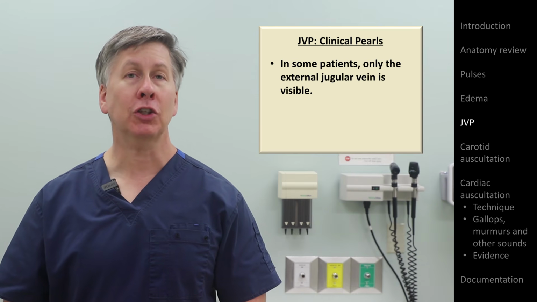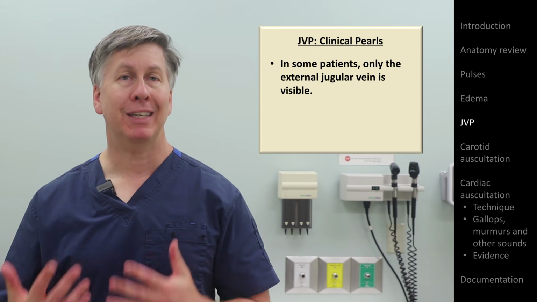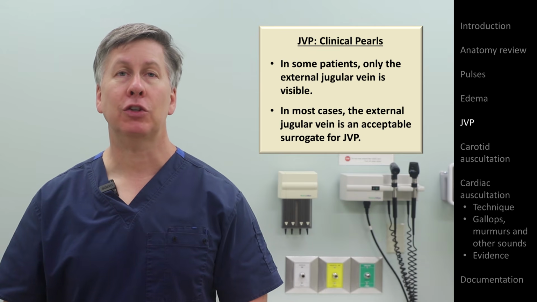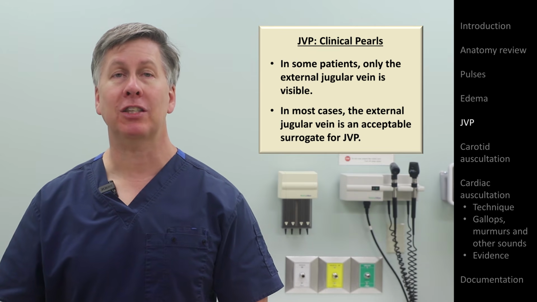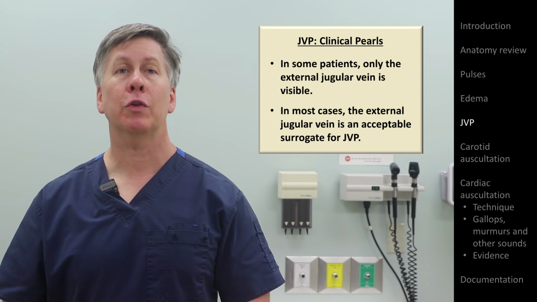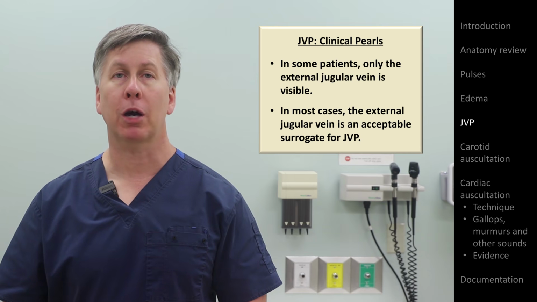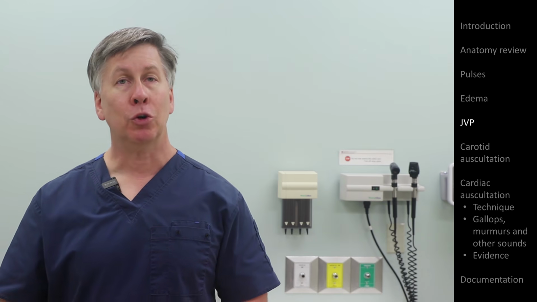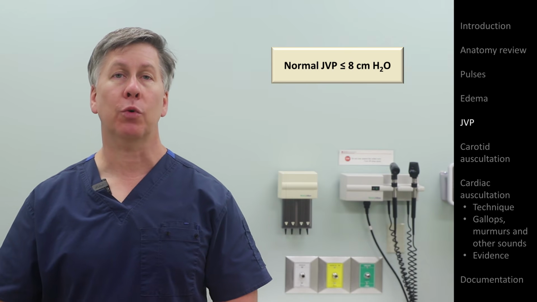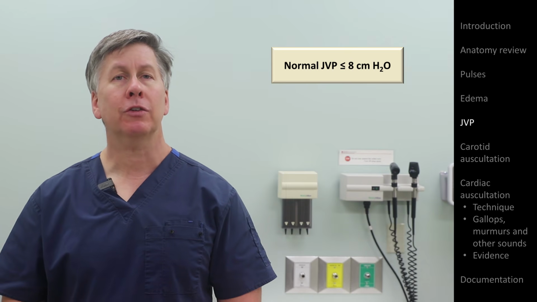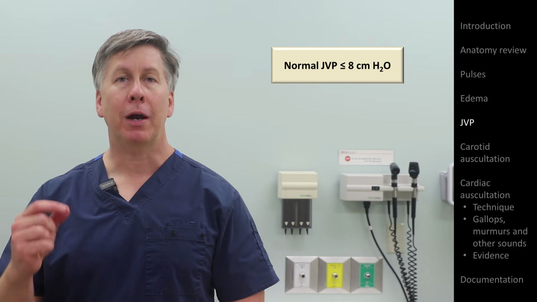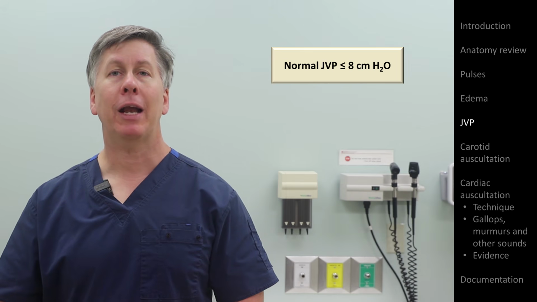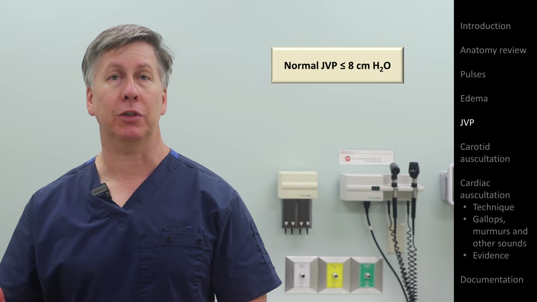In some patients, pulsations within the internal jugular vein are not visible at all, but the external jugular vein, which is superficial to the sternocleidomastoid, is visible. In most cases, using the external jugular vein to estimate CVP is fine, though the specific waveforms may be less prominent. A normal JVP is 8 centimeters of water or less, which is roughly equivalent to being able to just barely see it above the clavicle in a patient at 45 to 60 degrees.